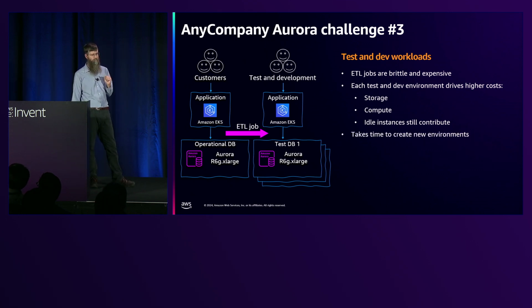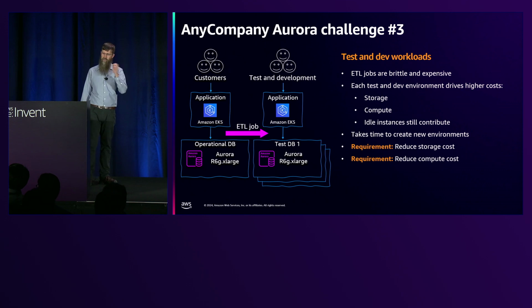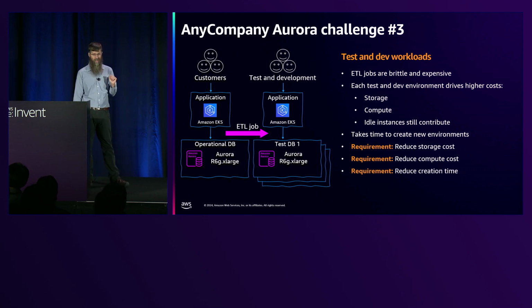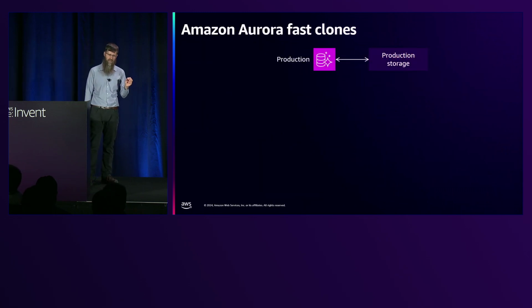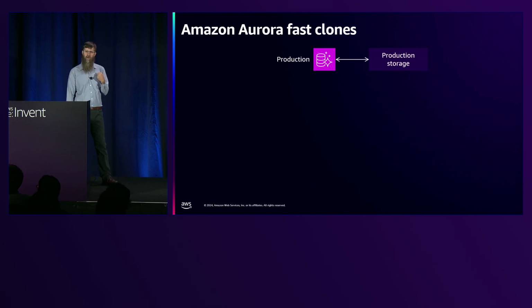So what we want is to reduce the storage cost and the compute cost by using some new technique and the creation time. What are we going to do? We're going to use fast clones for Aurora here. Aurora does this thing called fast clone, which is like a virtual copy. It uses copy on write to copy these things.